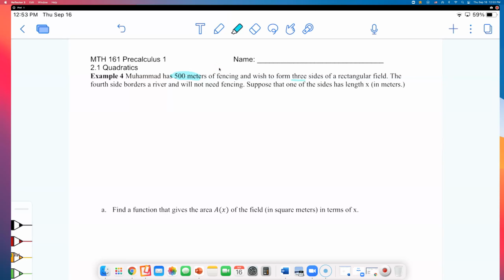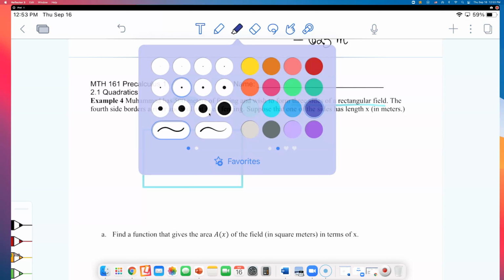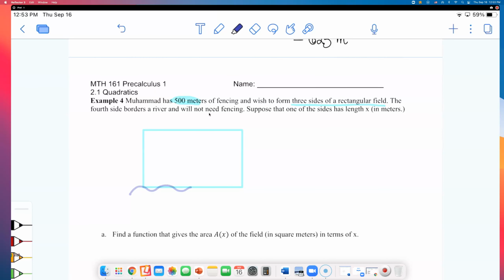Hold on a second. Three sides of a rectangular field, but a rectangle has four sides. So what is happening? I'm going to try to draw a rectangle here, but a rectangle should have four sides. So how come he's only building three sides? The fourth side borders a river, and will not need fencing. So I guess he's trying to put some cows in this field or something like that. And he knows that we don't need fencing on the fourth side because there is a river. Okay, so only these three sides are what we need to fence.